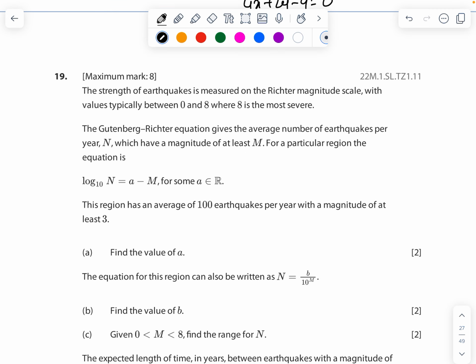Next, question number 19. The strength of earthquakes is measured on the Richter magnitude scale, with values typically between 0 and 8. 8 is more severe. The Gutenberg-Richter equation gives the average number of earthquakes per year n which have a magnitude m. This region has 100 earthquakes per year with a magnitude 3. Find the value of A.